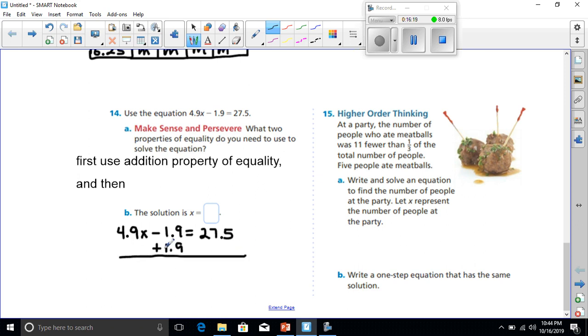Once we use the addition property of equality, remember whatever I do to one side, I have to do to the other, so this is going to be 1.9 over here. Since I'm adding, 5 plus 9 is 14, I carry the 1, and that's going to give me 7, 8, 9. Don't forget my decimal. And then I have the 2. So now I know that 4.9x has to equal 29.4. Again, if I'm multiplying here, now I'm going to have to use the division property of equality. So that tells me what the next one will be.